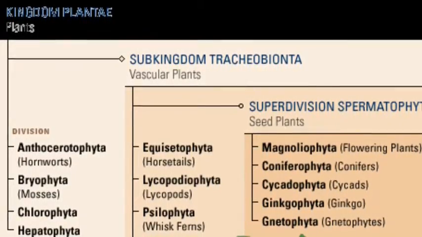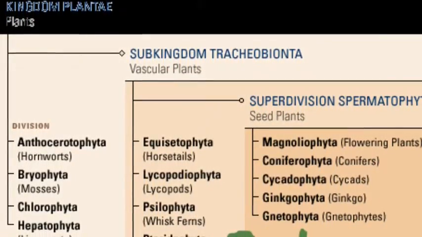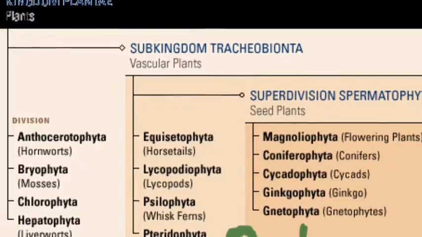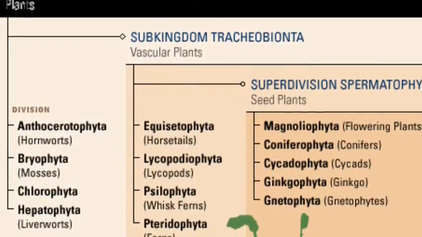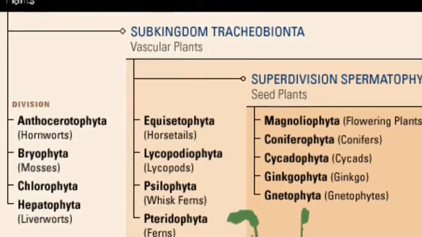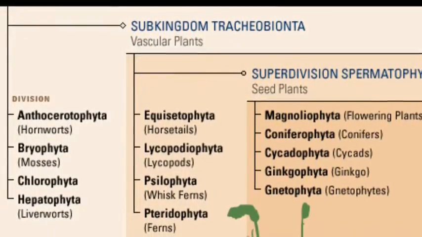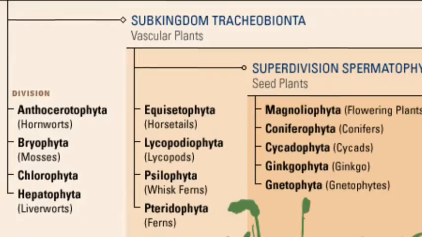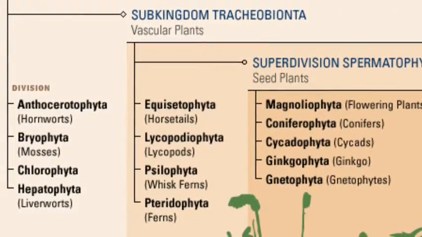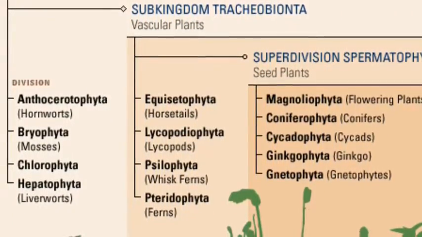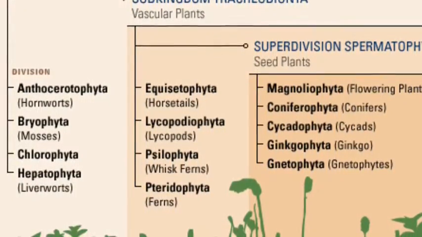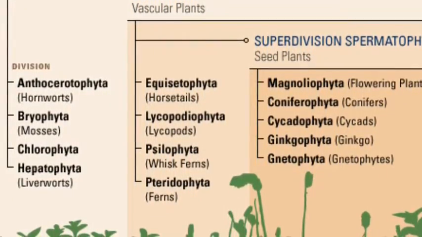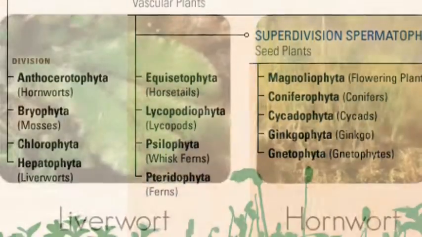Plants are classified into different divisions, which are bryophytes, which are mosses, anthocerophytes, including hornworts, hepaticophytes for liverworts, lycophytes, which are club mosses, pterophytes for ferns, cycadophytes, including cycads, gnetophytes, including gnetophytes, ginkgophytes, which are ginkgos, coniferophytes, including pines, and finally anthophytes, which are flowering plants.